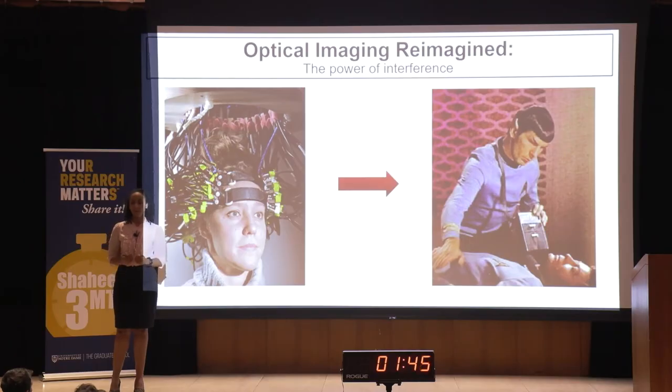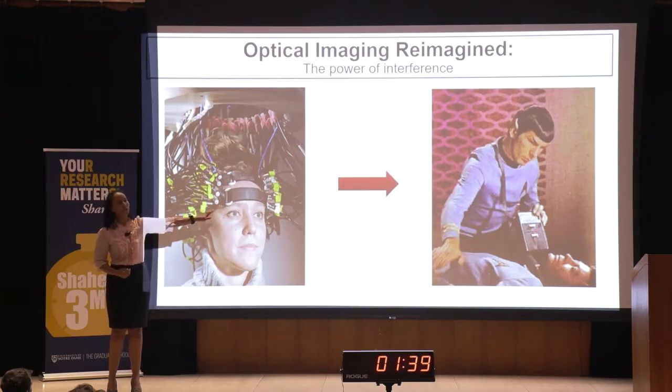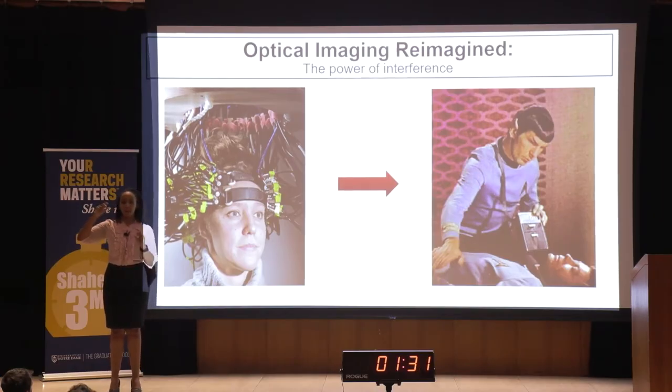In my research, I want to re-envision optical imaging as something more clinically accessible, something closer to Mr. Spock's scanner over there, where we can scan through the tissue and pick up abnormalities. But even more, have a knob or a switch that allows us to selectively look at superficial layers and deeper layers. I achieve that by taking advantage of wave interference.